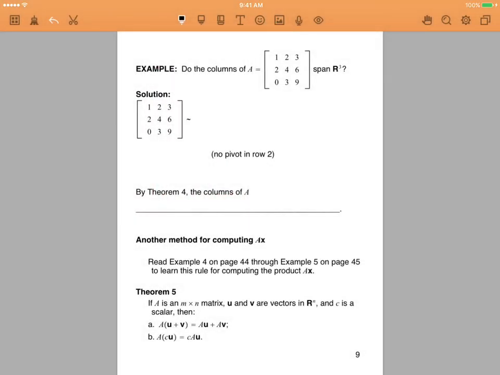One more example. Good. More examples. Examples are good. So here we're going to actually have to reduce the matrix because there are 3 columns and 3 rows, and that means there could be 3 pivot points. So there could be 1 pivot per row. We won't know until we actually reduce it if that's the case.